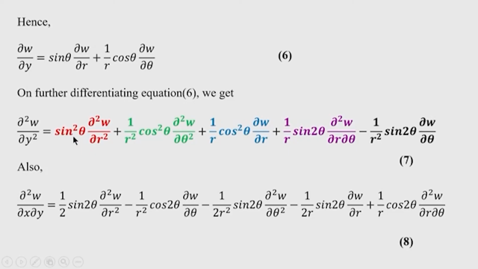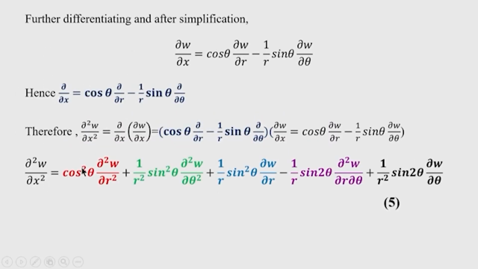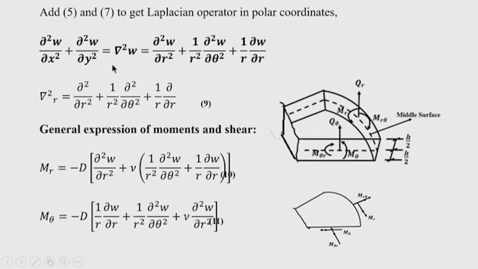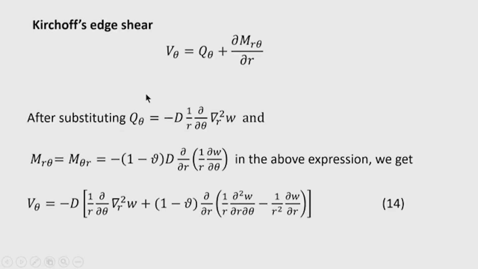So, if I add equations 5 and 7, the addition of the red term here and the red term here will yield del square w by del r square multiplied by cos square theta plus sin square theta. So, this is 1. After adding, you will get the first term as del square w by del r square, that is sure. Now, let us come to the second term.